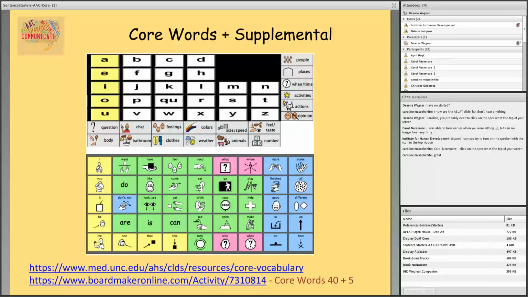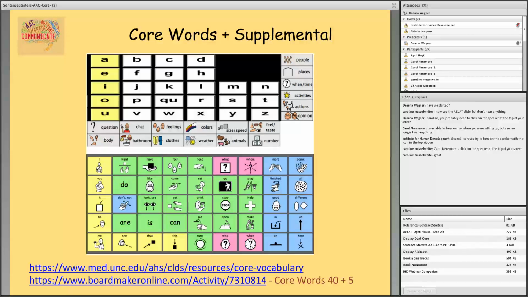Display DLM Core. So this page shows the alphabet, categories, and a set of 40 words plus 5 extra that I thought would be helpful for people's communication displays. So we added the words eat, drink, play, feel, and good, so that as a personal communication system, we would have a fairly complete set of functional words.